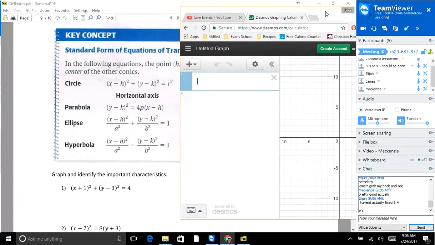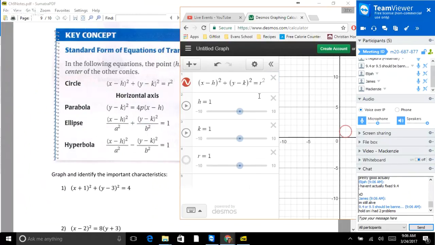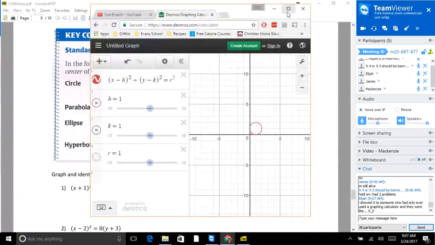Oh, that's right. I'm going to try something out here. See if Desmos is as cool as I thought. It is cool. They're so lucky to have Desmos. Feel lucky. All right. Okay. Did you blow their mind, Elijah? Elijah said he showed someone who had only ever used a graphing calculator.